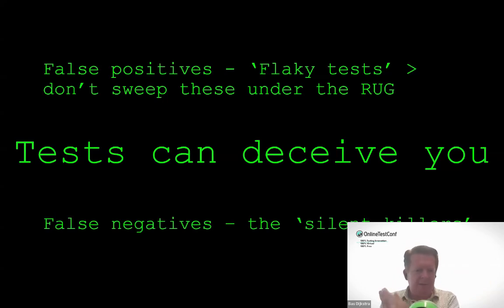The other side of the medallion is a false negative. A test that just says, oh, okay, everything is right, everything looks peachy, but lets a problem with your product slip by undetected. These are what I maybe a little bit over-dramatically call the silent killers, because they don't make themselves heard. They don't announce themselves. But this is where the problems start.